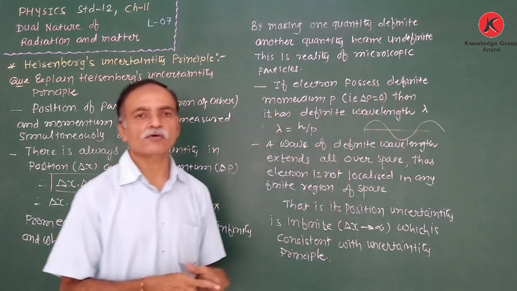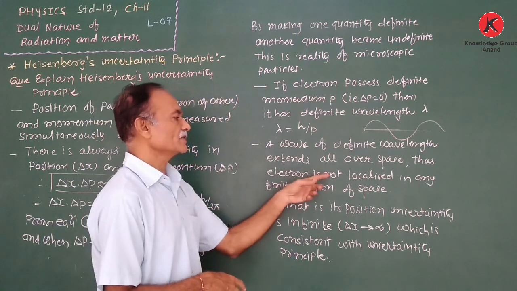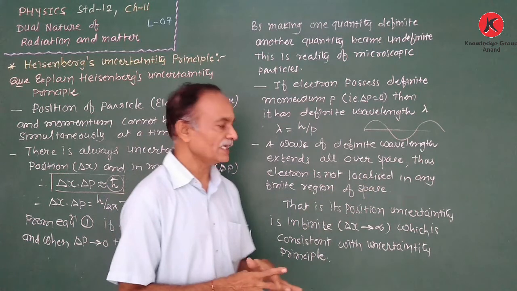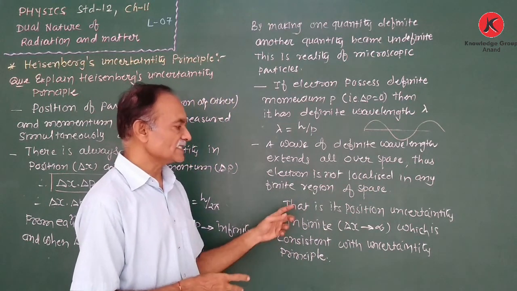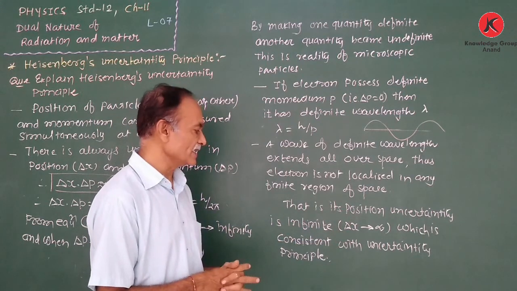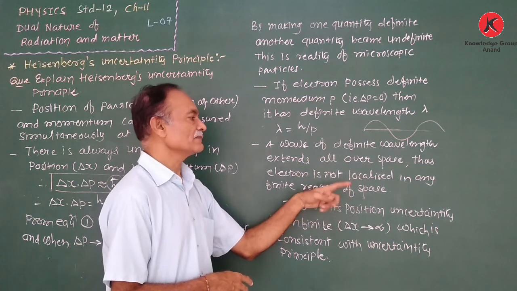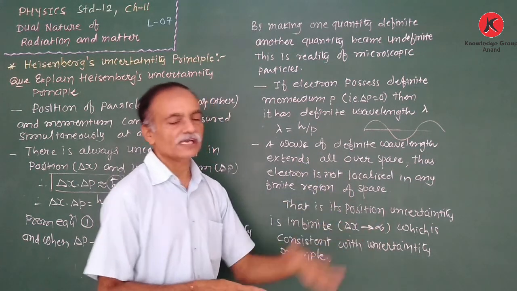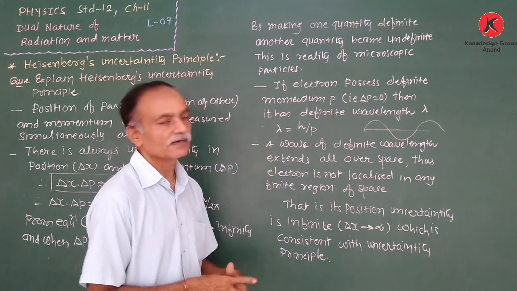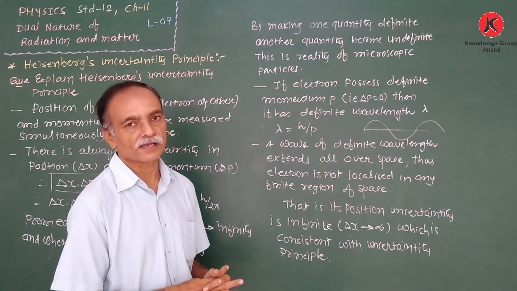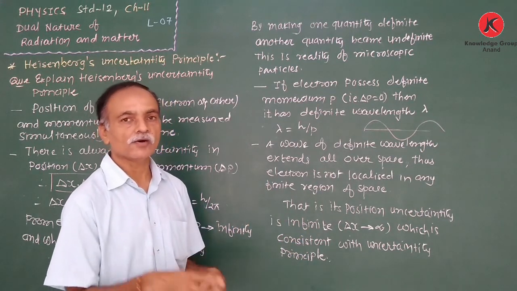Therefore the position of a particle is more uncertain. The electron is not localized in any finite region of space, so its position uncertainty is infinite. Because p is fixed, delta p tends to 0, so delta x tends to infinity, which is consistent with the uncertainty principle. Clear? Okay. Now we start our discussion about the wave packet.